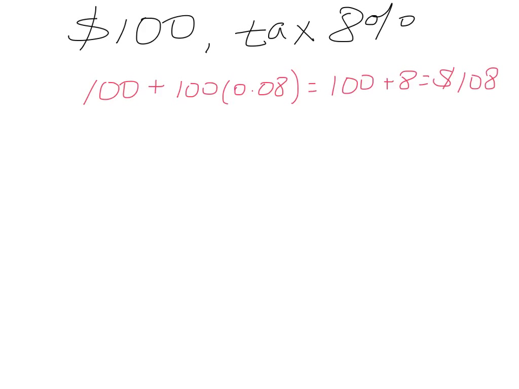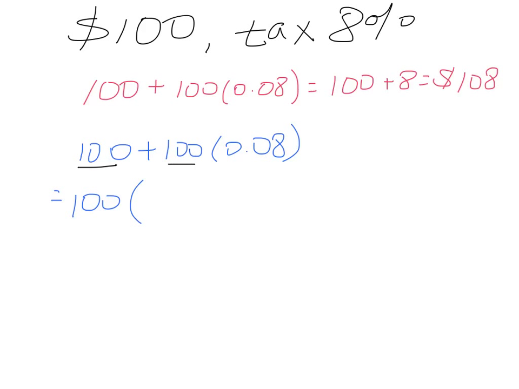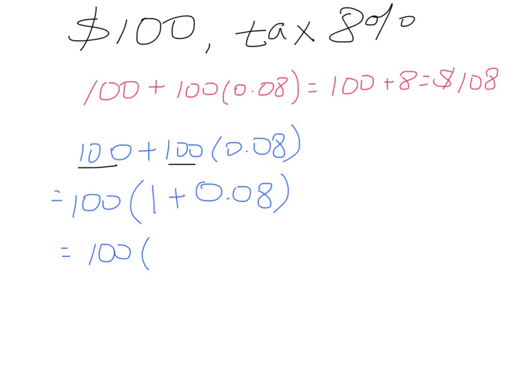Now there's another way of looking at the first step, the 100 plus 100 times 0.08. We can factor out this 100. It's in this term and in that term. So we take out the 100, we're left with 1 plus 0.08. And you can check that: if you distribute the 100 to the 1, we get 100, and 100 to the 0.08, that's what's written right here. So if we combine what's in the parentheses, we get 1.08. And 100 times 1.08 is 108, which is the same answer that we got up here.